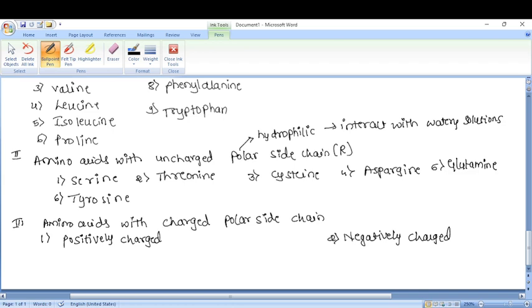The positively charged amino acids are lysine, arginine, and histidine. This is very important. Remember, the positively charged amino acids are lysine, arginine, histidine, and negatively charged amino acids are one, aspartate, and another one is glutamate.